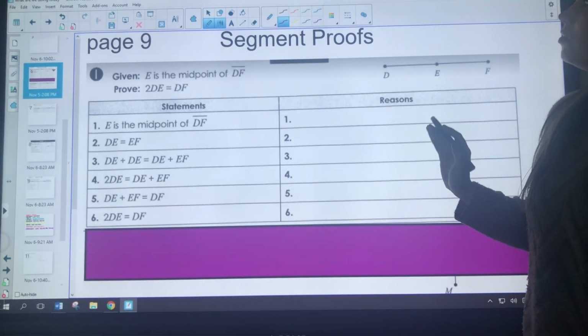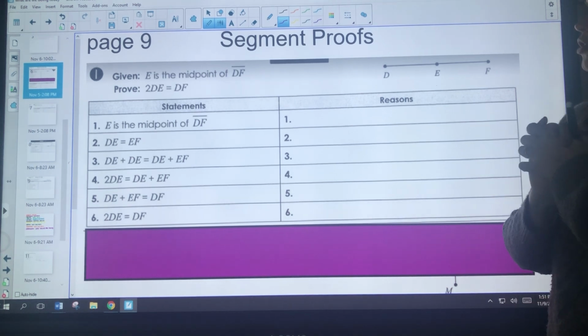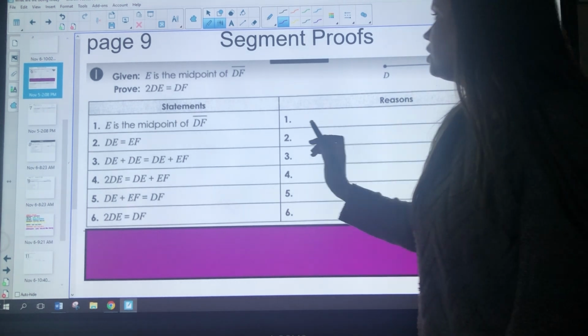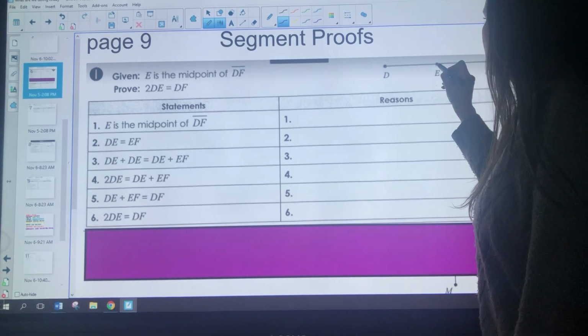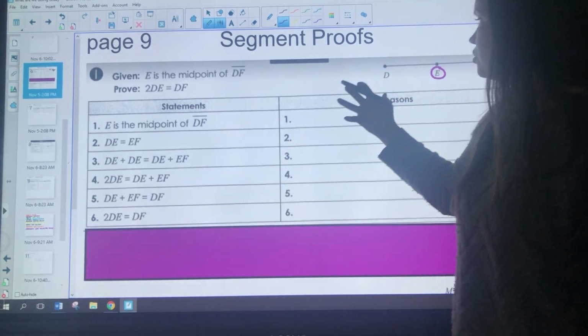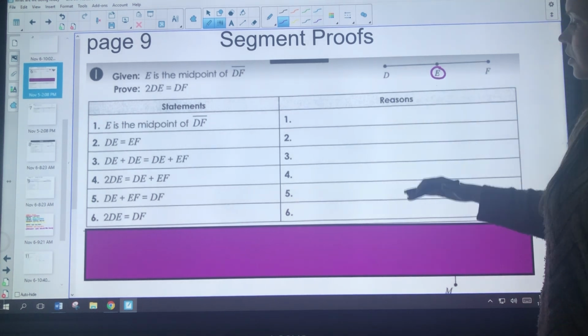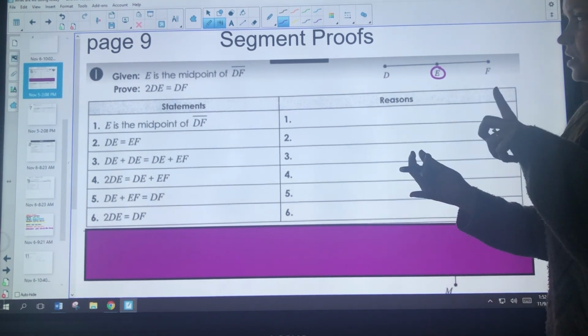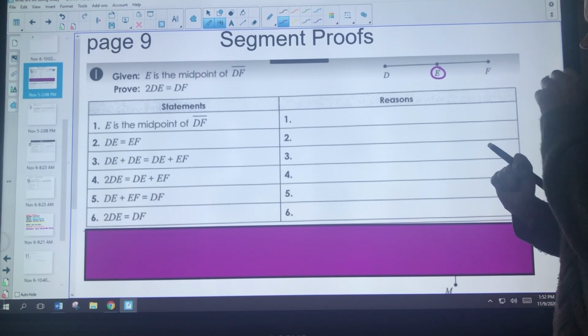They have to give you at least one clue before they ask you to prove something. So the only clue that they gave you is E is the midpoint. You have to pretend that it's all you know. You can't use anything below for a reason. The only things that can go here are definitions, postulates, theorems, and properties.